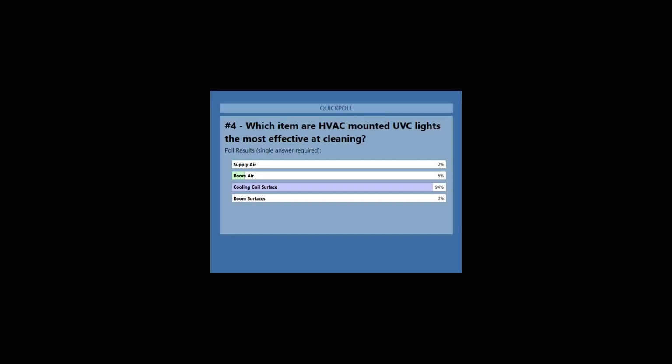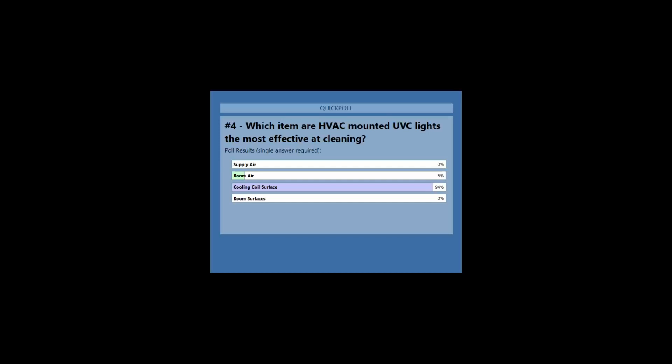All right. That one was a softball one. 94% of you got it correct. Cooling coil surface area is the most effective. You could make a slight argument for killing germs coming to your supply air. You could not make an argument for cleaning the room air because it can't even shine on the room air.